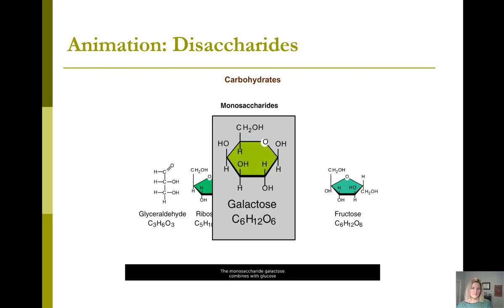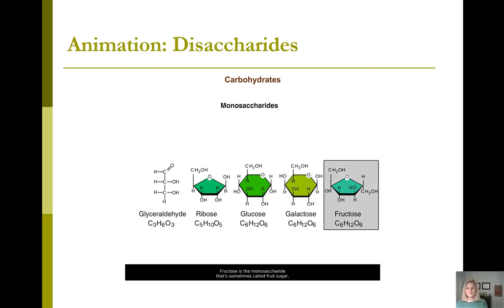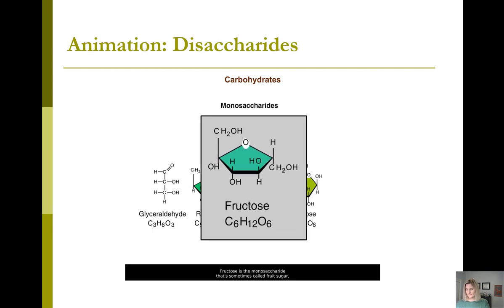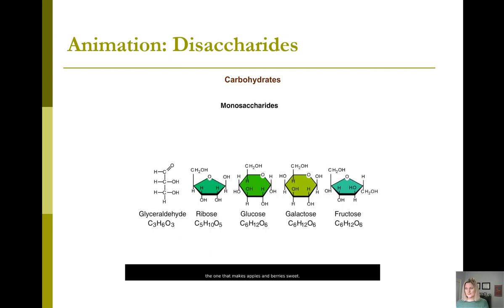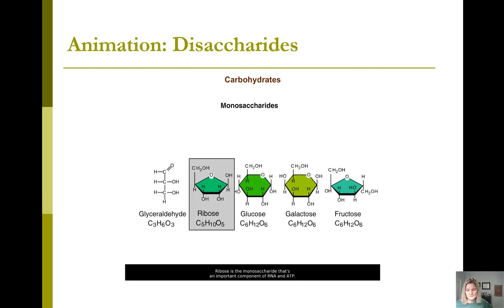The monosaccharide galactose combines with glucose to form lactose, the disaccharide in milk. Fructose is the monosaccharide that's sometimes called fruit sugar, the one that makes apples and berries sweet. Fructose and glucose combine to make the disaccharide sucrose, or table sugar. Ribose is the monosaccharide that's an important component of RNA and ATP. A modified form is used in building DNA.